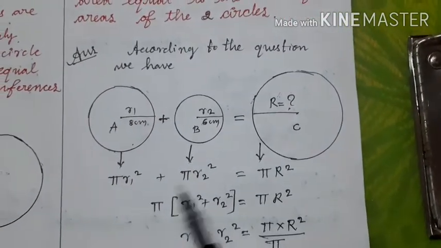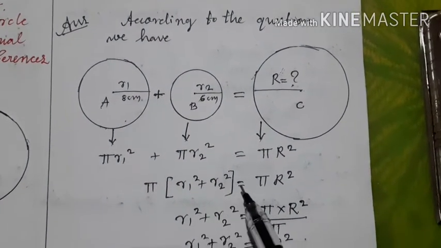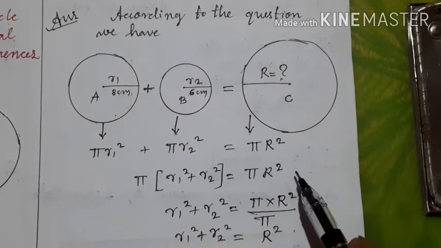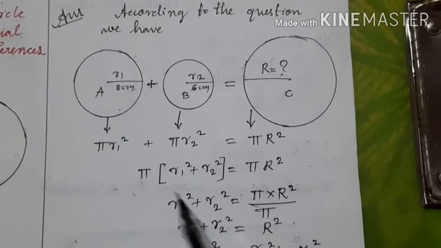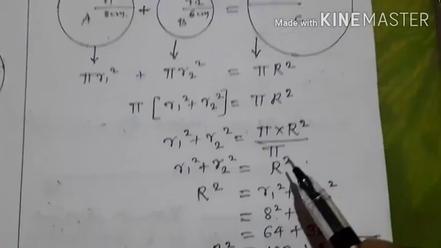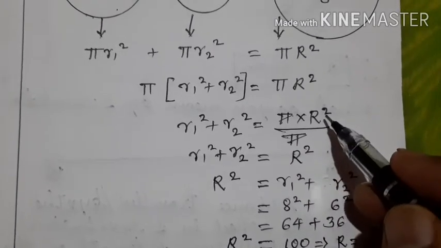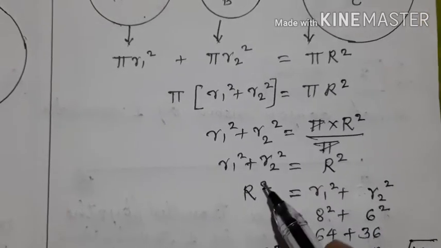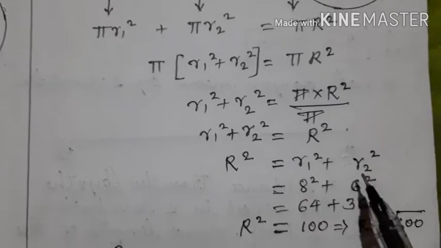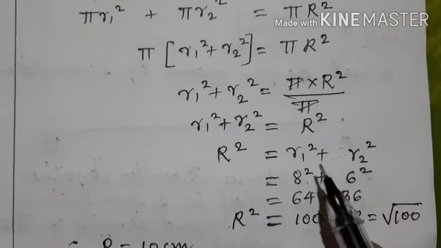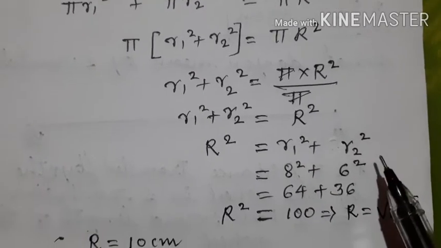But from these two, pi is common. Therefore, pi into bracket r1 square plus r2 square is equal to pi into capital R square. Okay, but pi is common here. Therefore, if this pi comes this side, means divided by pi, now we have pi and pi get cancelled, then R square remains. Therefore r1 square plus r2 square is equal to capital R square, or R square is equal to r1 square plus r2 square, right? But r1 is 8 centimeter square plus r2 is 6 centimeter square.